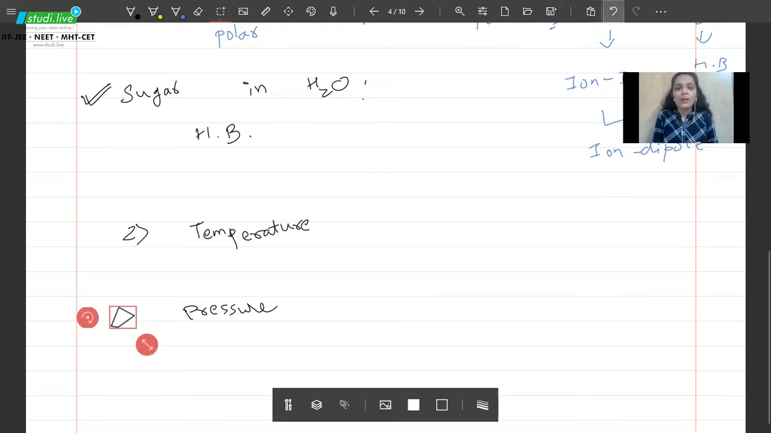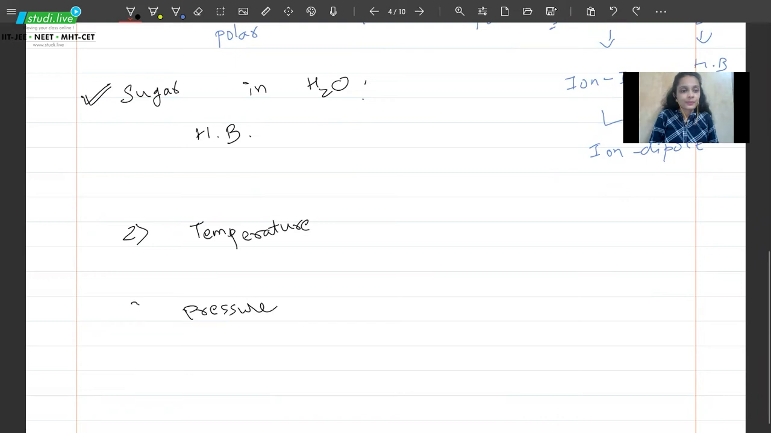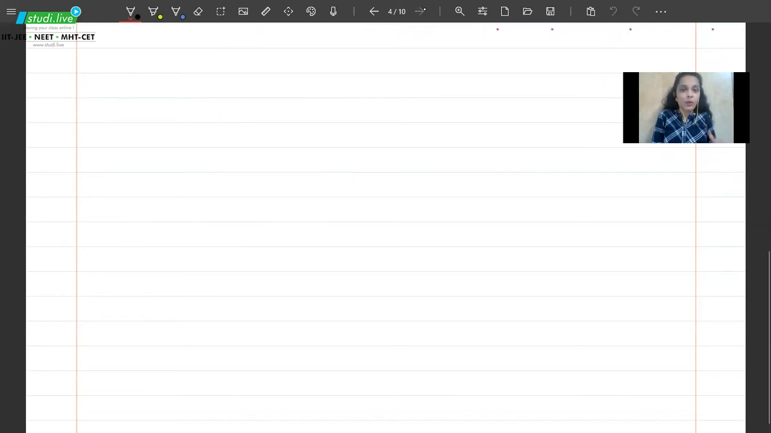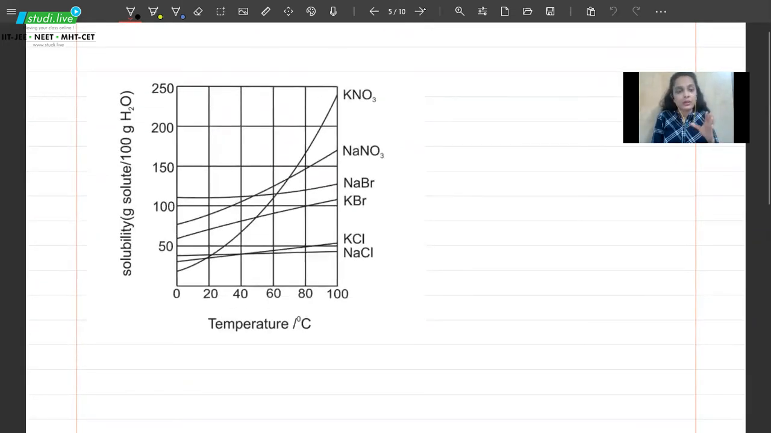Am I right, student? In this case, we are also going to discuss mainly solid in liquid and gas in liquid, that is, what effect temperature and pressure are going to have on its solubility. For that, let's take help of the table or the graph you can see on your screen. So I want you to give the heading: effect of temperature on solubility.